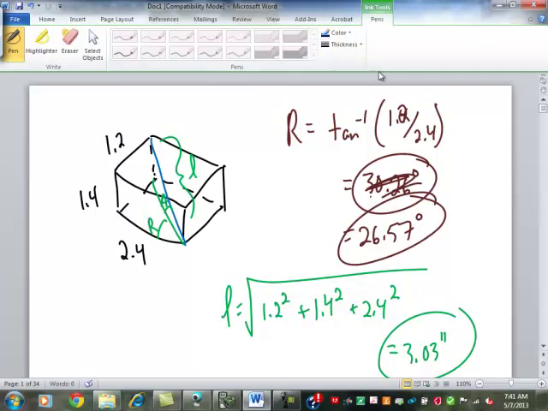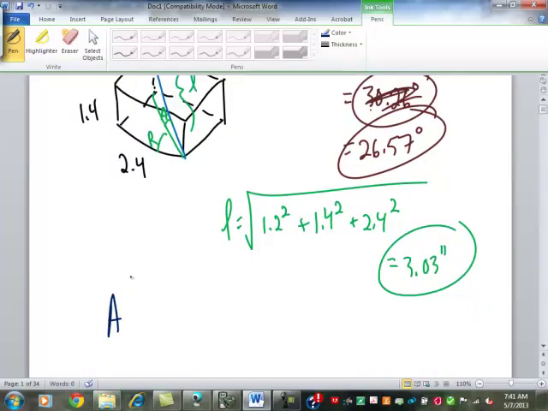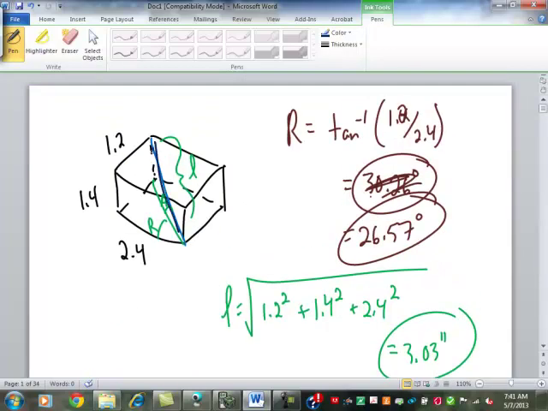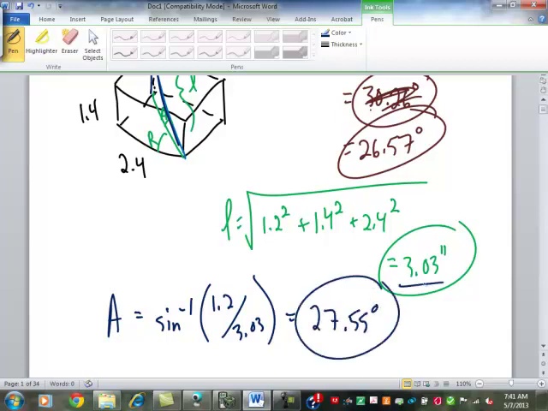Now that we have that length of cut, A can be found by, you know this length here and you know this opposite side. So A is going to be the inverse sine of 1.2 over 3.03, which should give us what? 27.55 about. There we go. So there's 1, 2, and 3 for you.